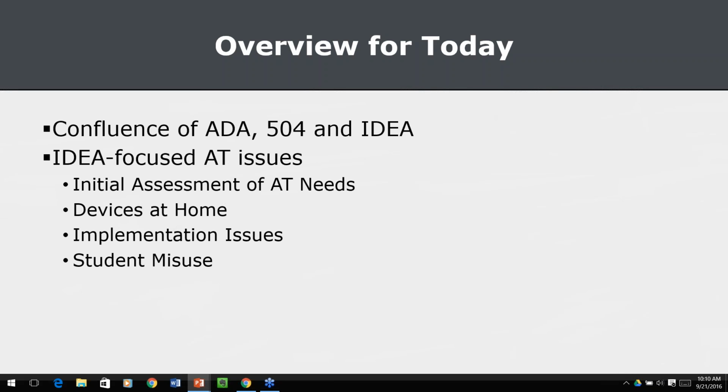Then the next big chunk of what we're going to talk about is all IDEA-focused AT, so we're going to do ADA and 504 in the beginning and then kind of let that fall by the wayside. We'll spend the next 20 minutes and change of the session talking about assessment and devices at home. I'll take a break for questions after we do the ADA, 504, and IDEA section. Then I'll take another break for questions after devices at home. We'll do that in the second chunk of our hour and 30 minutes together. And then the third thing I want to talk about is implementation issues and what do we do when students with disabilities misuse their technology. That'll be the third chunk, and I'll try to leave 5 or 10 minutes at the end, probably closer to 5 minutes at the end for questions about that section of the presentation.